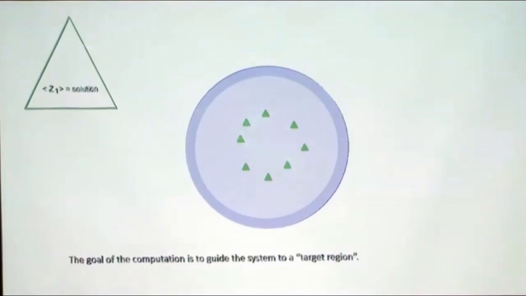If we can navigate to one of those places and then make a measurement, we have to do it several times, depending on how much accuracy. We may have to do it 100 times, 1,000 times. But by navigating to one of these places and then making measurements and collecting statistics, we learn something about the solution. Okay? I haven't told you how to navigate, but imagine that we did know how to navigate. So I say the goal of computation is to guide the system to a target region. Incidentally, I've drawn the targets more or less at a sort of common complexity.